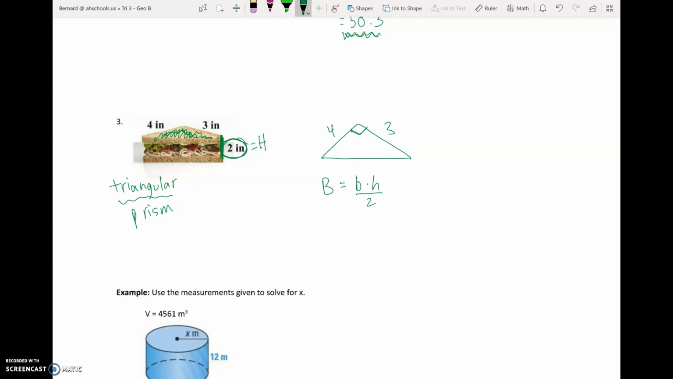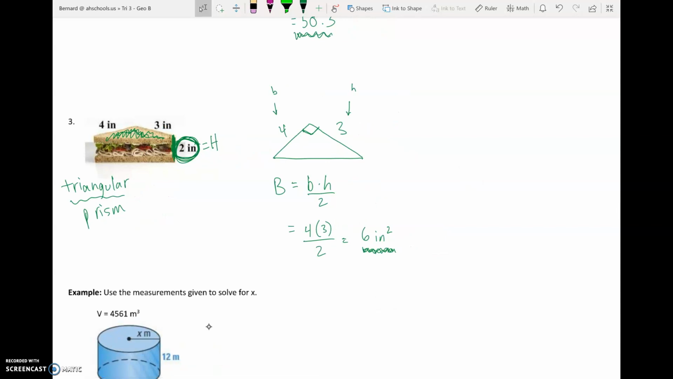And so we can consider 4 to be the base. We can consider the 3 to be the height. And so the area of this triangle would be 4 times 3 divided by 2. 4 times 3 is 12. 12 divided by 2 is 6. So 6 inches squared is big B here. We already talked about h, which is 2 over there. That's the distance connecting the two bases. And so we are ready to find our volume. Volume is big B times h. So 6 times 2. And 6 times 2 is 12, right? And units are inches to the third power, 12 cubic inches.